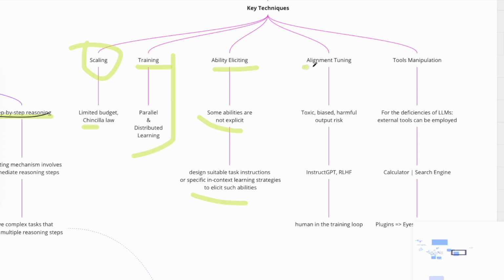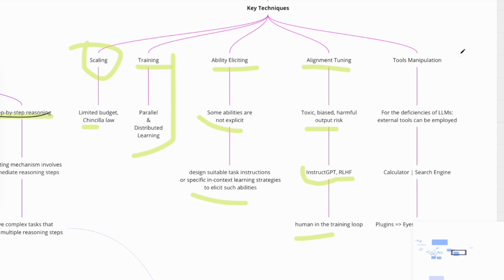And number four, alignment tuning. This is also very important. So training data of LLMs can contain potentially harmful, toxic, or biased data. And therefore, aligning the LLMs with human values is a necessary step. Okay. For more details, you can check InstructGPT and reinforcement learning from human feedback. And as you see here, the human is in the training loop to align the model.